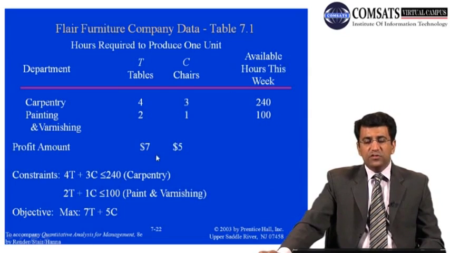Again, if you produce 1 unit of table, you will get a profit of $7. If you produce 1 unit of chair, we will get a profit of $5. So our profit function will be 70.